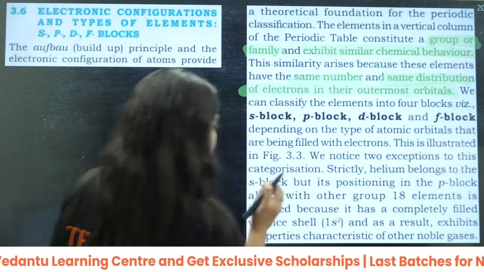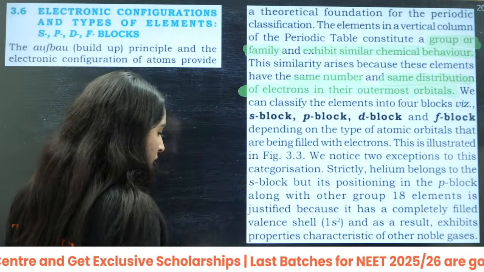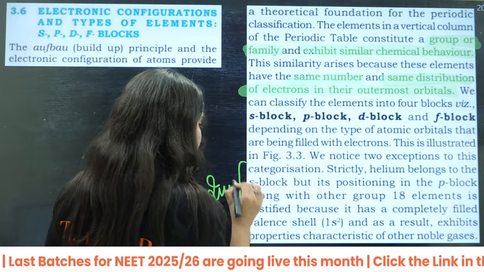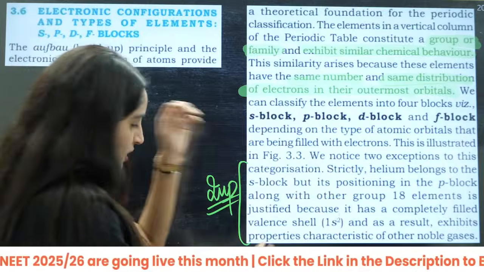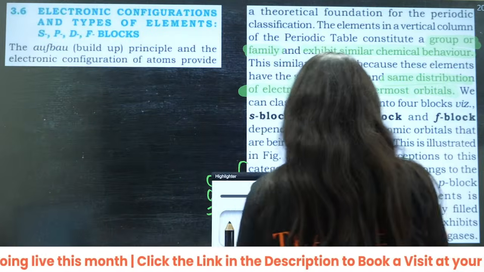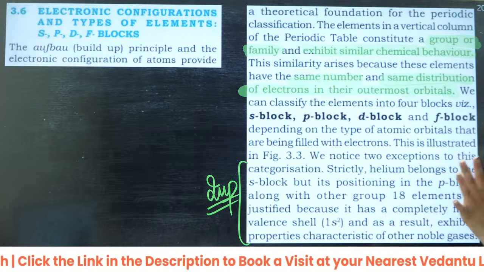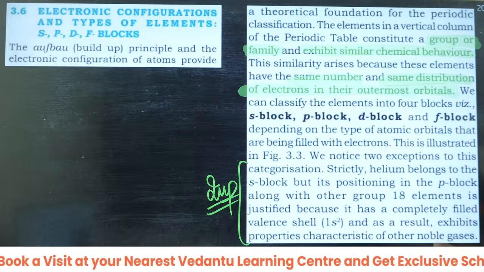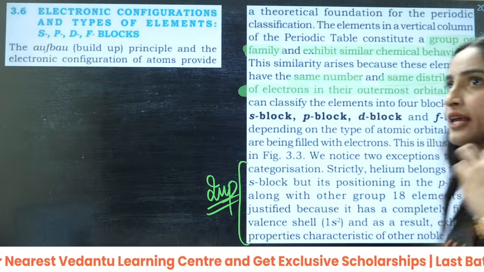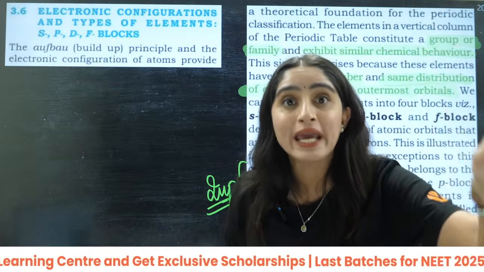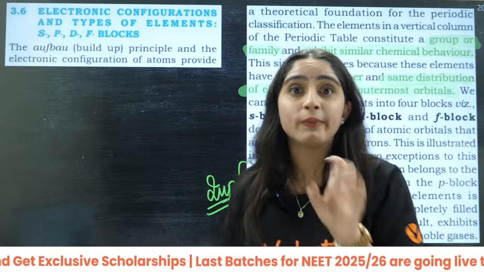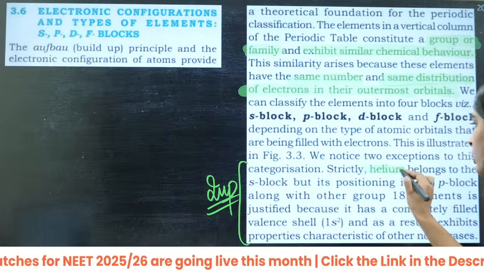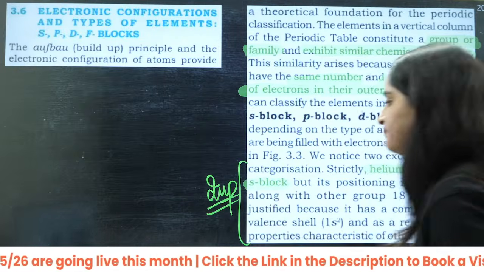We notice 2 exceptions to this. Now this is very, very important. Whenever you see NCERT itself saying there is an exception, let's focus here. This whole thing will be highlighted, because NCERT itself is saying you have some exception here. What they are saying, 2 exceptions. Strictly, helium belongs to the s block. Very important line, see this. Helium and hydrogen are exceptions. Why? Assertion-reason, statement-based questions can come right from inorganic. Strictly, helium belongs to the s block.